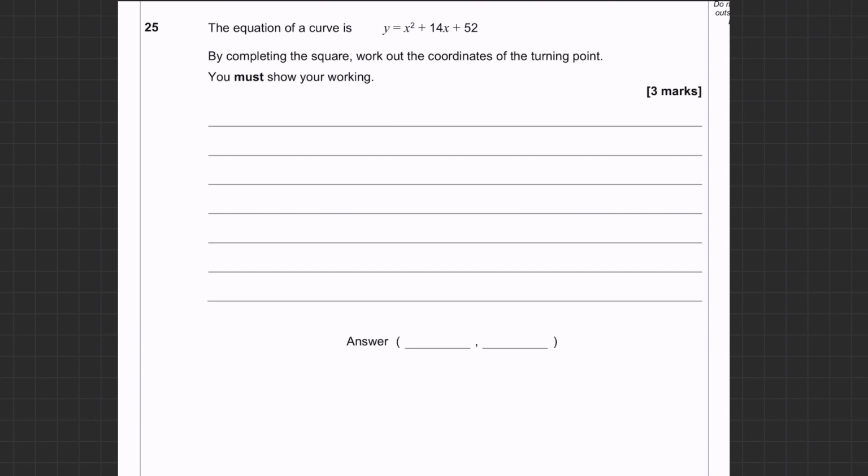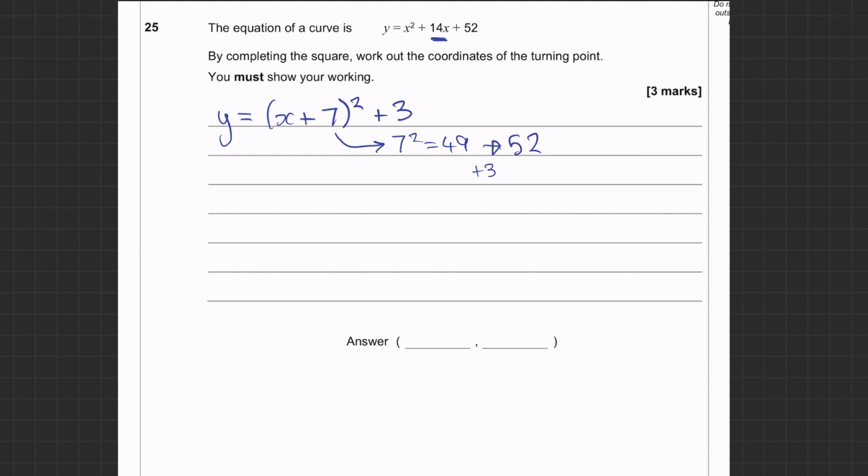Final question, number 25. The equation of a curve is y equals x squared plus 14x plus 52. By completing the square, work out the coordinates of the turning point. You must show your working. Okay, this is quite nice then. So all we have to do to begin with is complete the square. So y equals, well, it's going to be x plus something. Well, it's half of 14, so it's 7 squared. 7 squared is 49. So to get from 49 to 52, we're just going to add 3. So y equals x plus 7 squared plus 3 is our equation in completed square form.